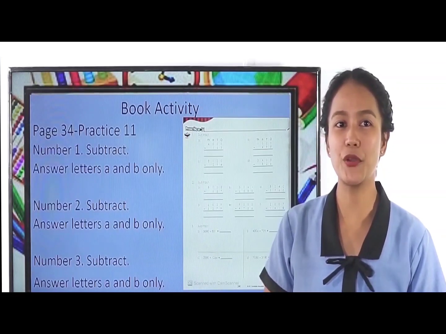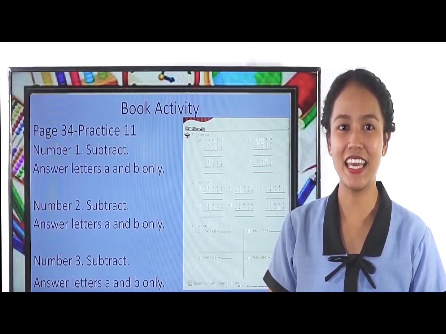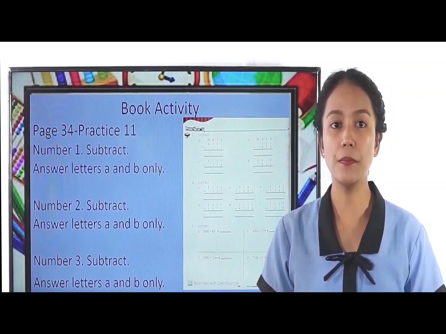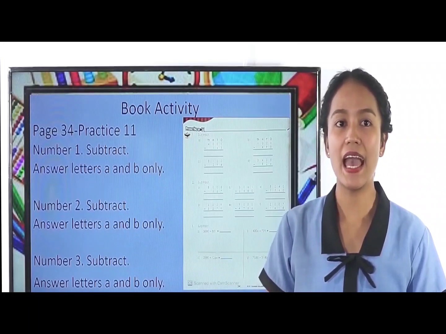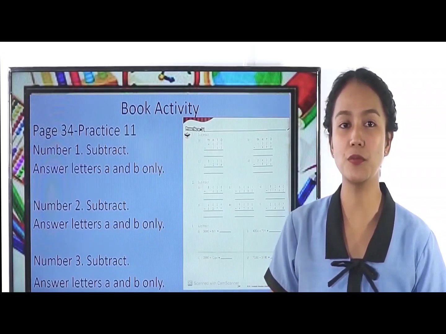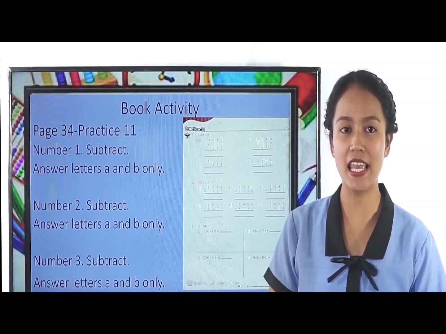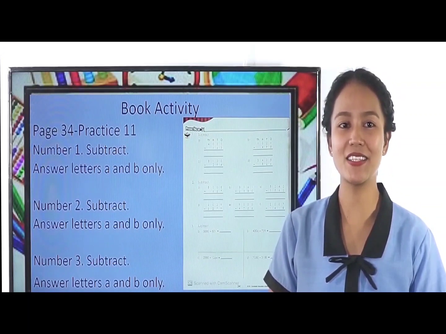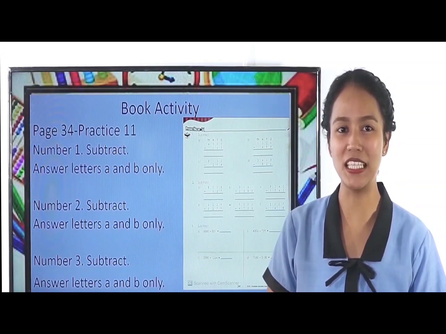Let us now proceed to your book activity. Kindly get your book to answer the following activities. Page 34, Practice 11. Number 1, subtract. Answer letters A and B only. Number 2, subtract. Answer letters A and B only. And for number 3, subtract. Answer letters A and B only.